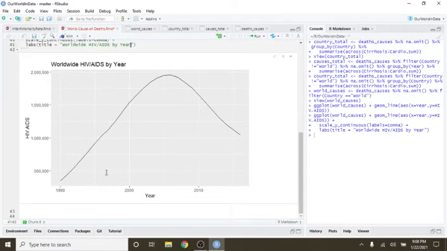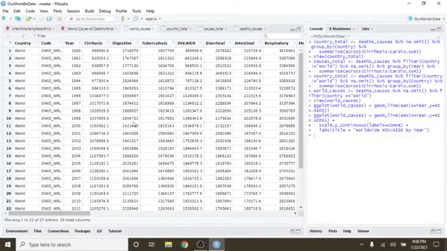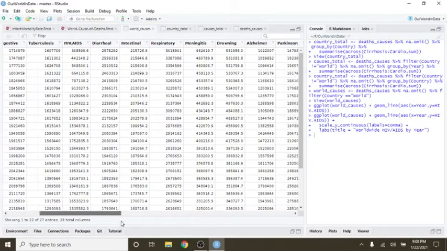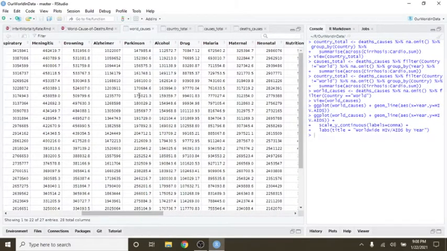So you can see here, 2015. So worldwide, there's still a lot of people dying of AIDS. Although it spiked back in 2005, interesting enough, with 2 million. Now, let's take a disease I'm personally interested in. Alzheimer's.